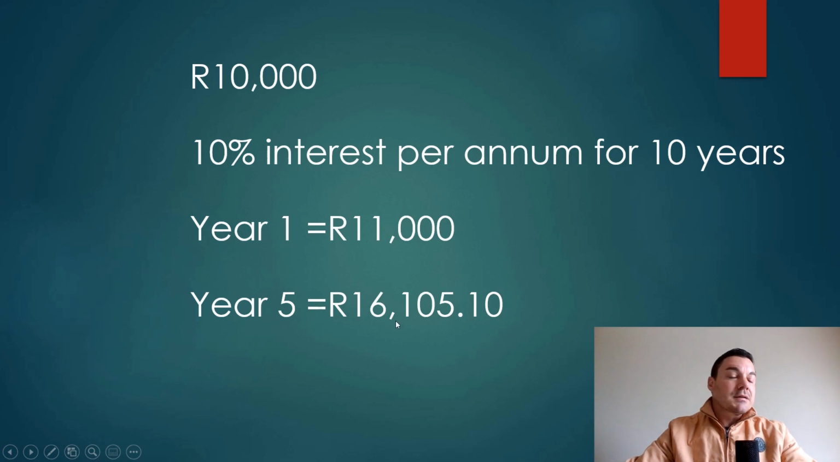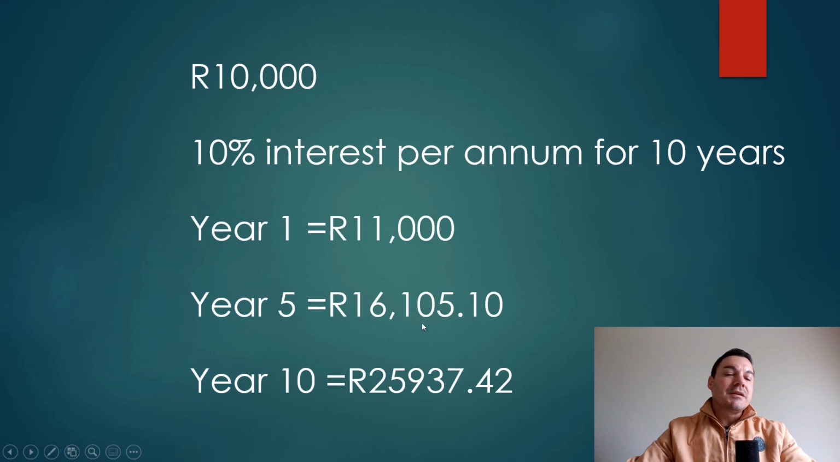Now bear in mind that inflation still needs to take its course. So in 5 years from now, what is 10,000 actually going to be worth in terms of purchasing value? So I don't think that 16,000 Rand is actually a very good investment, even at 10% per annum, which is difficult to get. Year 10, you'd have a whopping 25,937 Rand. So let's call it 26,000 Rand. You've made 16,000 Rand on your investment over a period of 10 years.